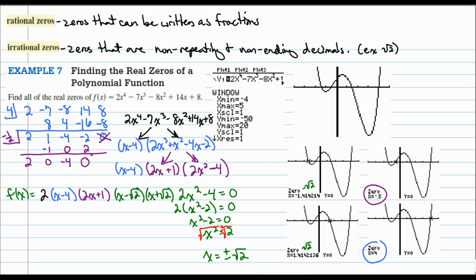So to find all the real zeros, the zeros are x equals 4, negative 1/2, positive square root 2, negative square root 2. And all of those comma 0. So 4 comma 0, negative 1/2 comma 0, square root 2 comma 0, and negative square root 2 comma 0.